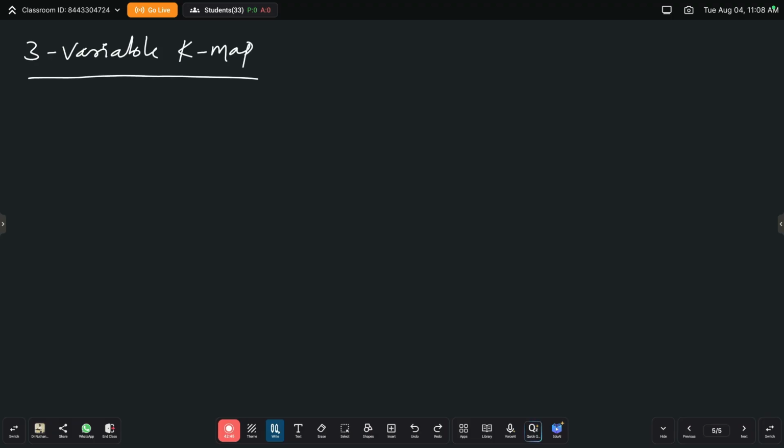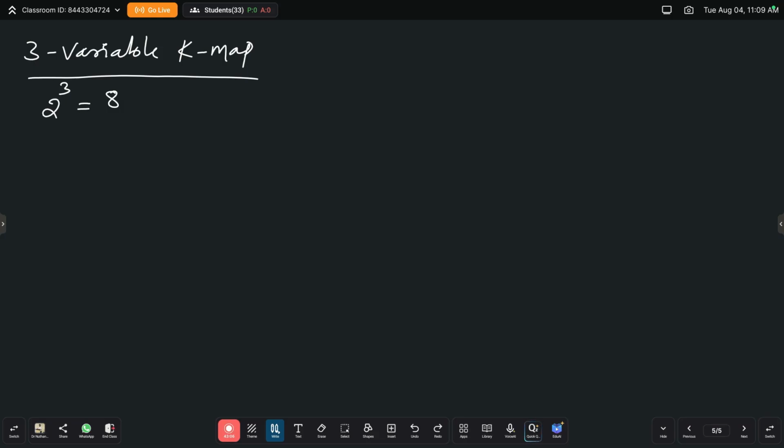Actually it is easy. 3 variable K map means how many variables are possible here? 3. So what is the number of variables? 3. So 2 power, how many cells are there? 2 power 3 means how many cells are required? 8 cells are required. Yes or no?